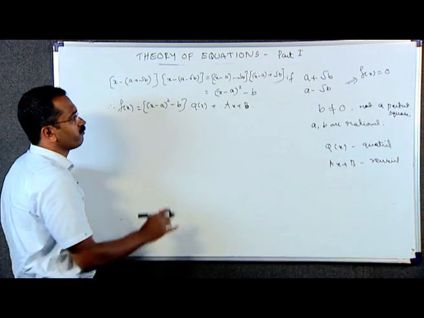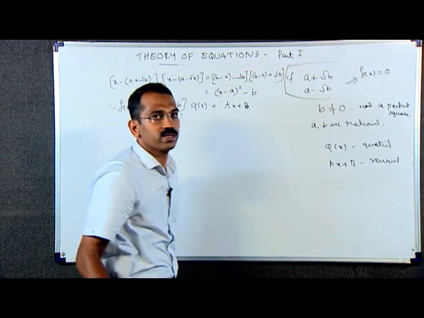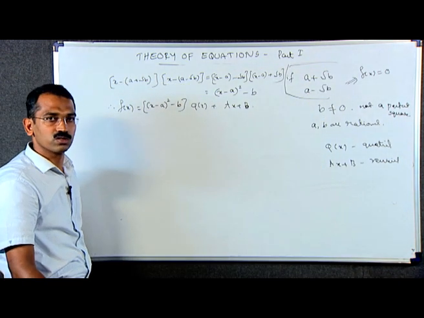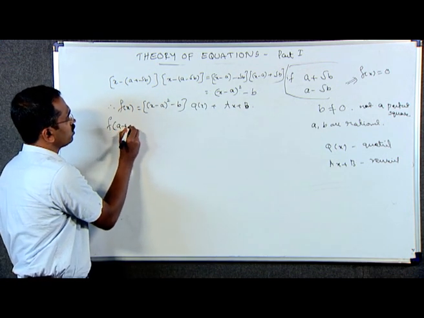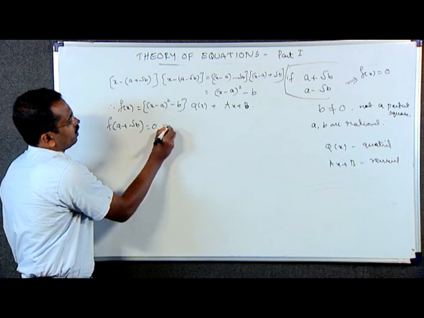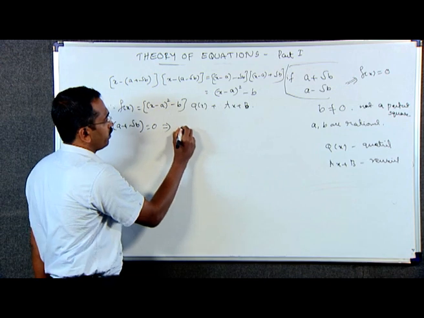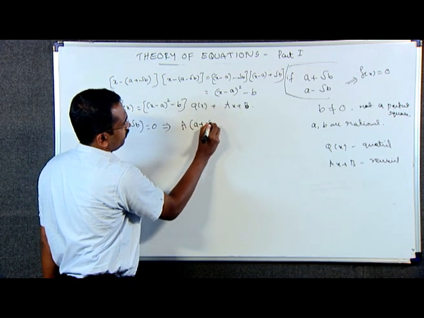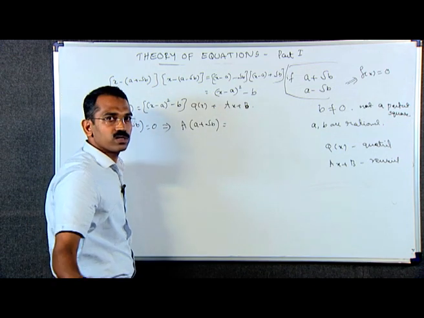Now, a + √b is a root of the equation f(x) = 0, means f(a + √b) = 0, which implies that A(a + √b) + B = 0.